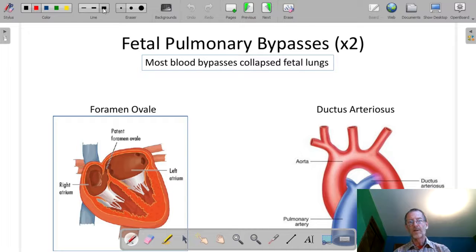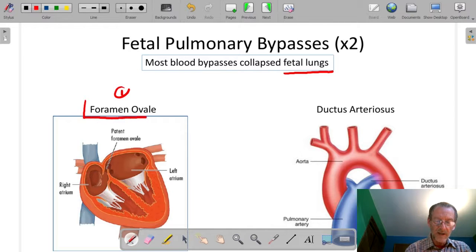In utero, while the fetus is developing, though, the lungs are collapsed. And there's just too much resistance to push all that blood through the lungs. They're non-functioning anyways. The pulmonary circuit normally is low pressure. So in the fetus, there are two pulmonary bypasses where most of the blood bypasses the lungs. So that's what we're talking about. So this is in the fetal circulation only. The first one is the Foramen Ovale.